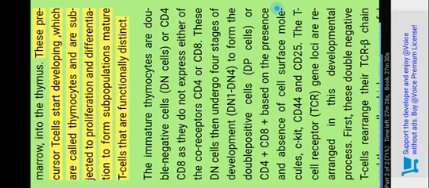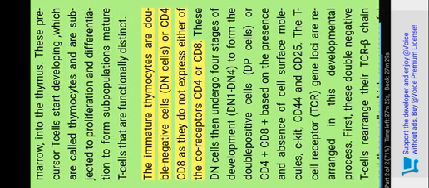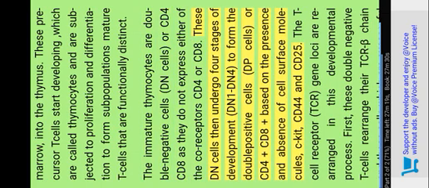These precursor T cells, called thymocytes, start developing and are subjected to proliferation and differentiation to form subpopulations of mature T cells that are functionally distinct. The immature thymocytes are double negative cells, DN cells, or CD4- CD8-, as they do not express either of the co-receptors CD4 or CD8. These DN cells then undergo four stages of development, DN1 to DN4, to form the double positive cells, DP cells, or CD4+ CD8+, based on the presence and absence of cell surface molecules c-KIT, CD44 and CD25.